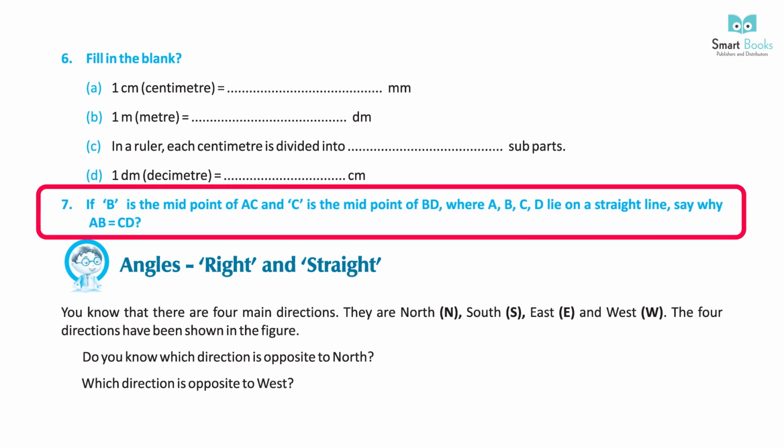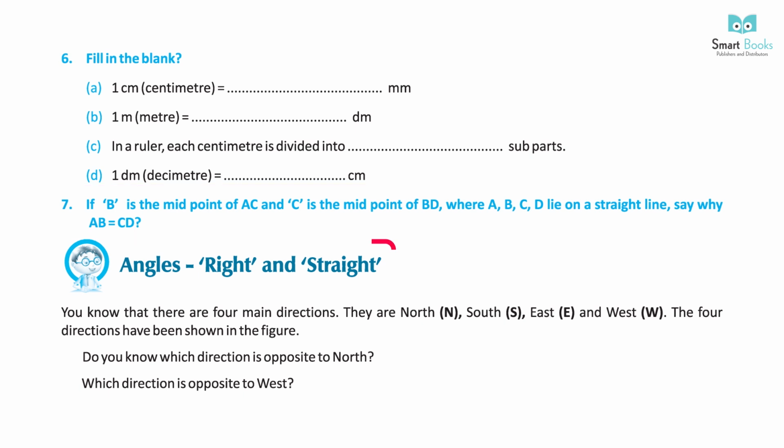Question 7. If B is the midpoint of AC and C is the midpoint of BD, where A, B, C, D lie on a straight line, say why AB is equal to CD.